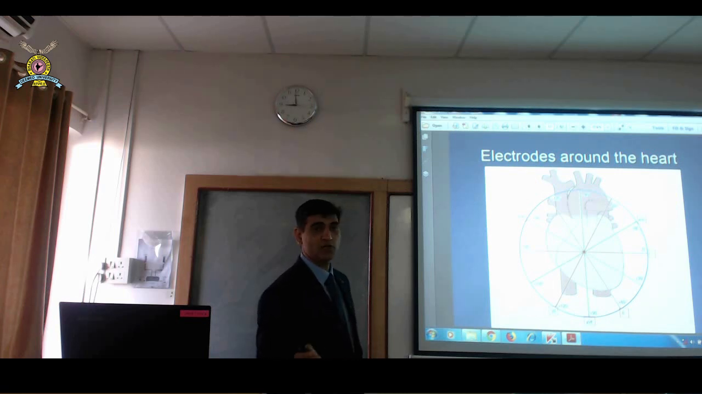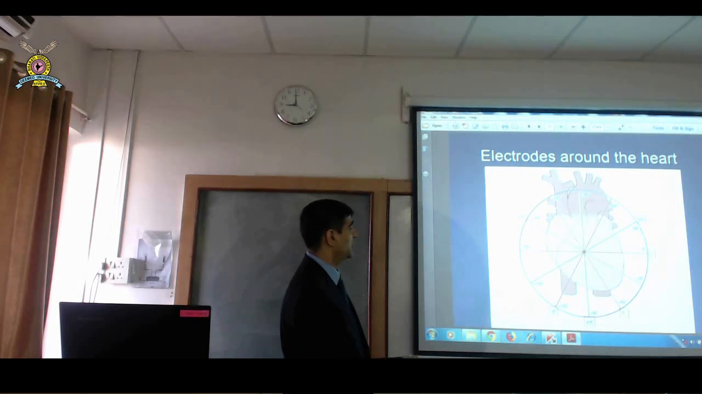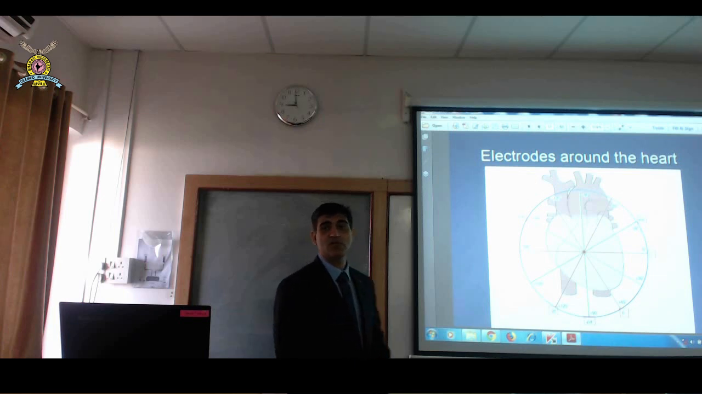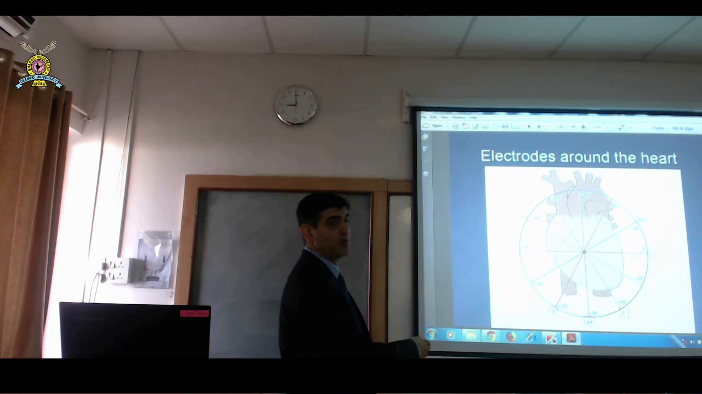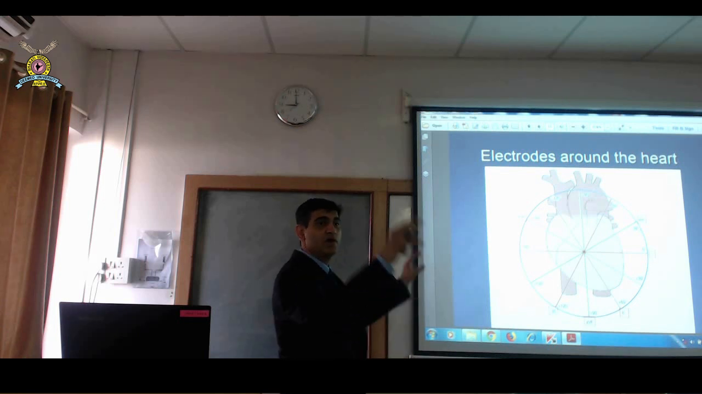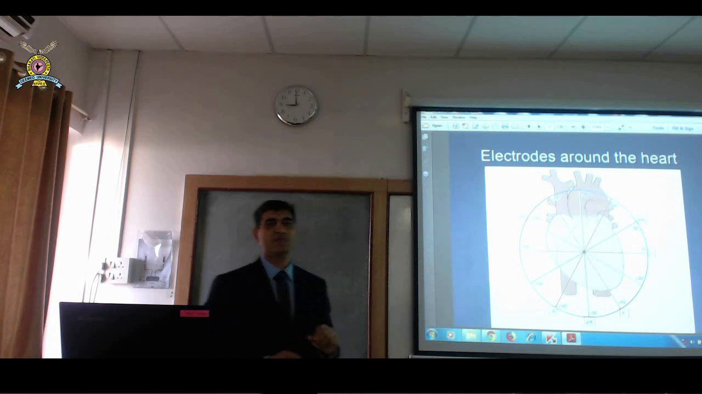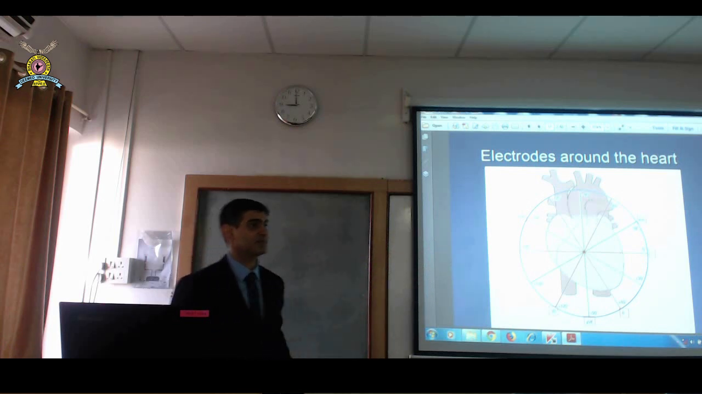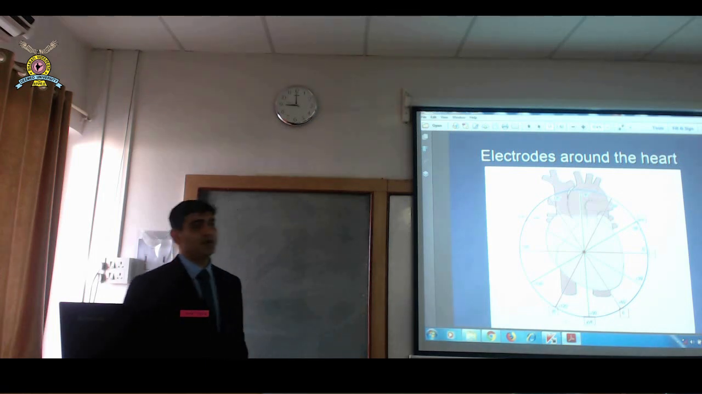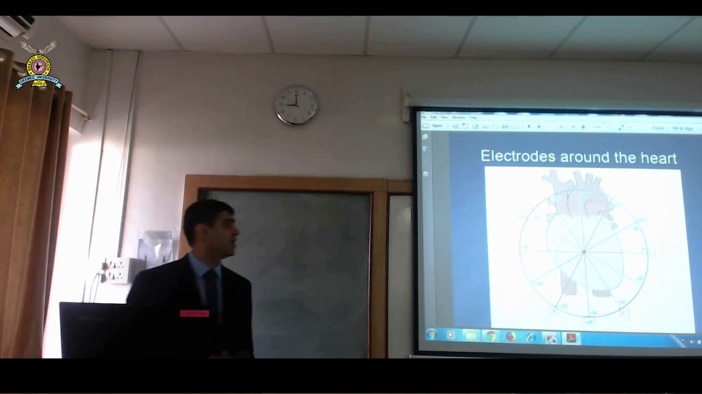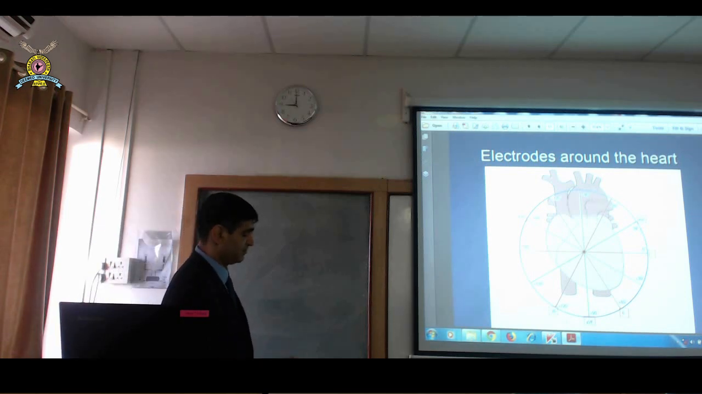Okay? So what electrodes did we talk about? We talked about lead 1, lead 2, lead 3, and AVR, AVL, AVF. Okay? So these are just electrodes looking at the heart from different angles. So lead 1 is looking from this angle, AVL is looking from this angle, lead 2 is looking from this angle, right? AVR is looking from this angle. Okay? So different angles, different people are looking at the heart from different areas.